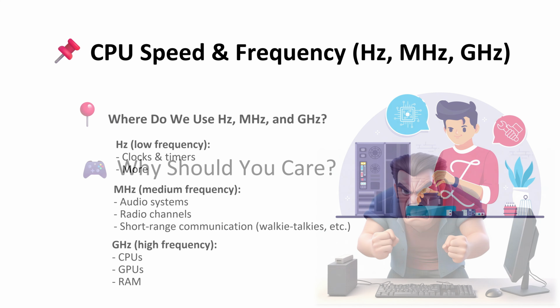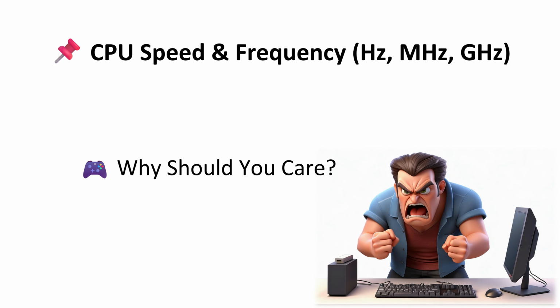Now, why should you care about these units? Let me ask you this. You want to buy a gaming PC that runs games smoothly with high frames per second. If you only look at gigahertz, you might buy the wrong CPU. Then what happens? You return it, you waste your time, get frustrated, and still can't play your favorite game. Understanding hertz, megahertz, and gigahertz and what actually affects performance helps you buy the right hardware, save time and money, and enjoy your games sooner.